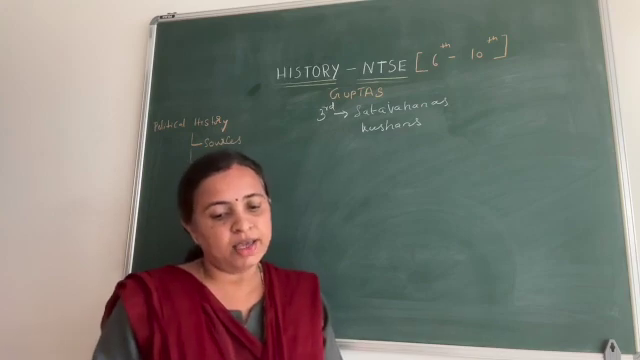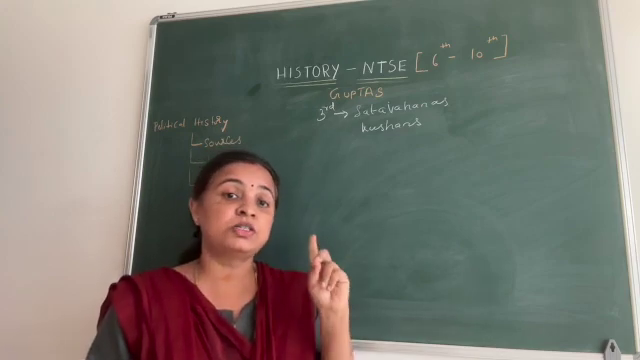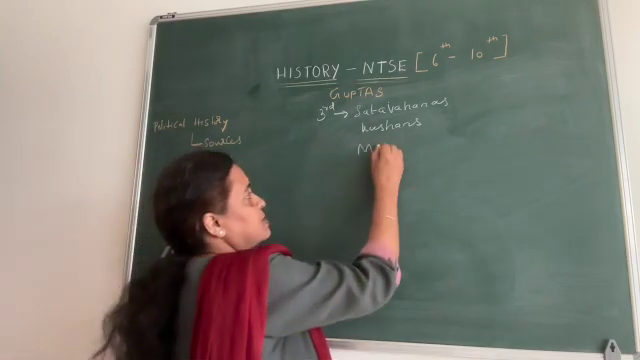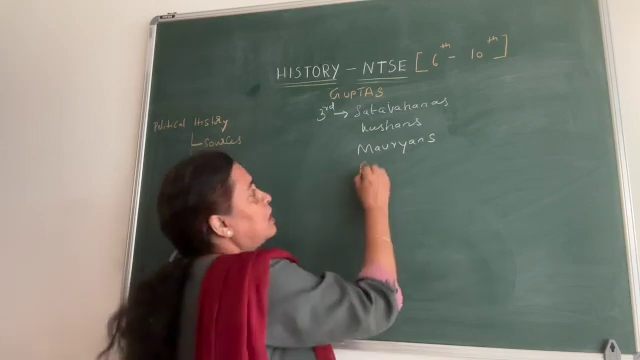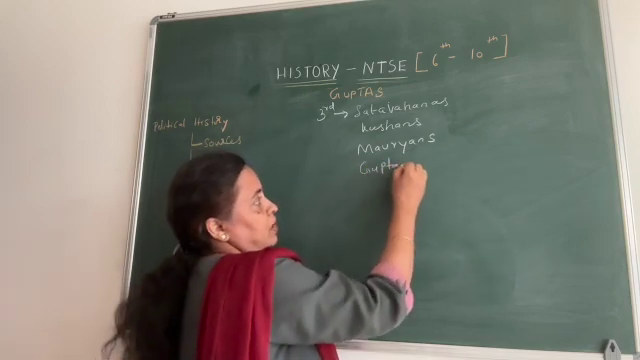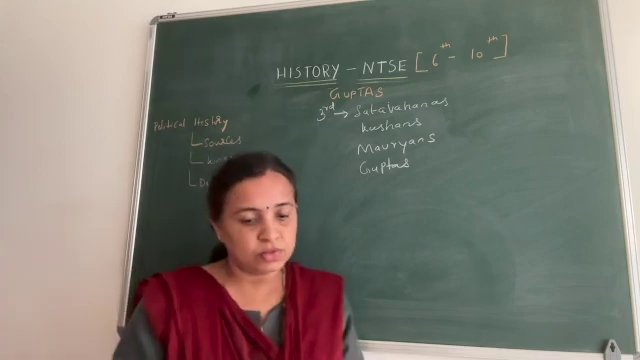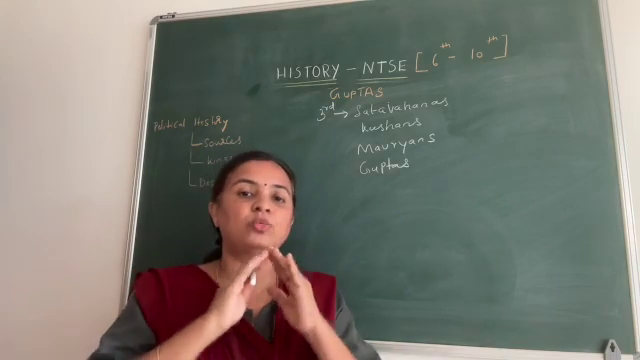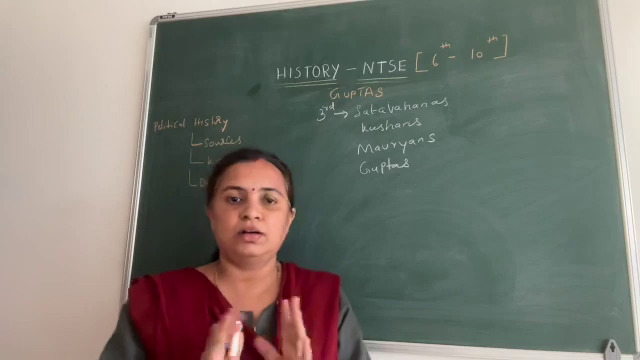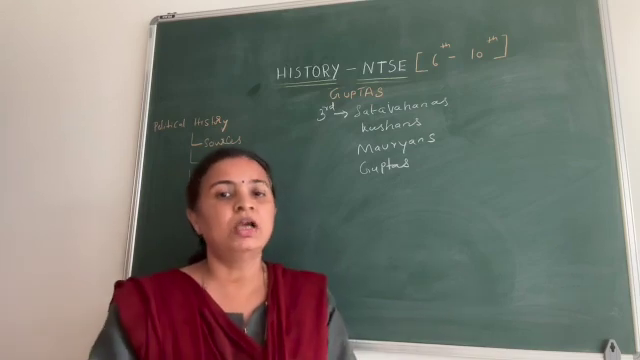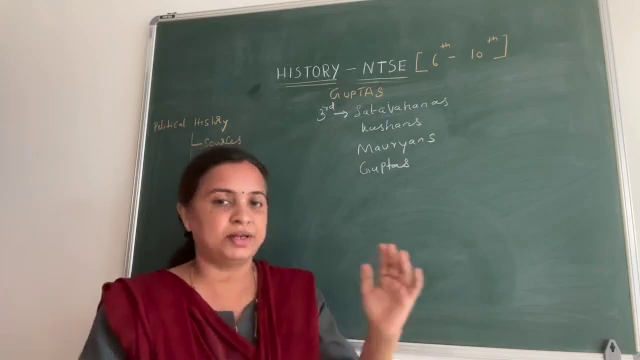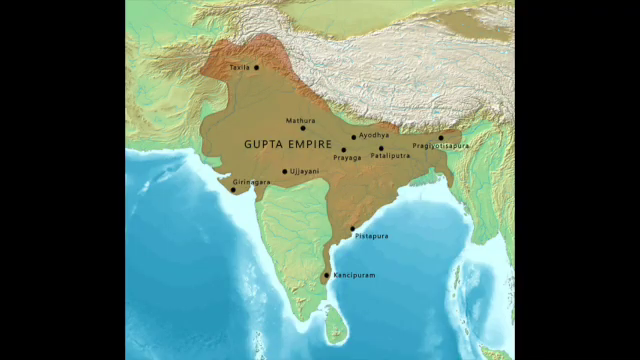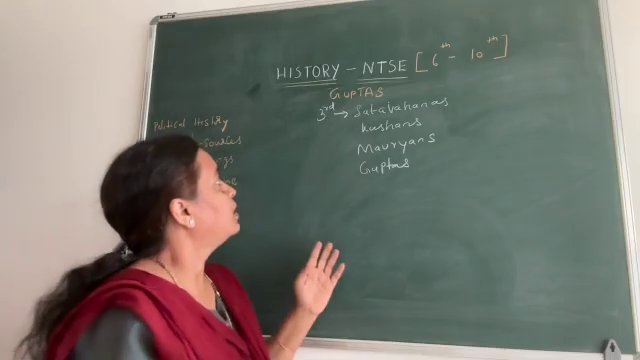One of the first biggest empires was the Mauryans. The second biggest empire was the Guptas. They united almost all of North India in their hold. You can take a look at the Gupta Empire map, how big it was.